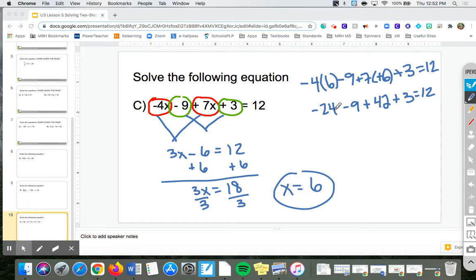It's important to make sure you get practice with checking too. Just an example: if I do negative 24, subtract 9, add 42, and add 3, I get a value of 12 on the left side, as well as a value of 12 on the right side. So I know that it does check out. Positive 6 is the correct value of x. All right, so hope that helps. Always remember you can check your solutions, and remember the rule: simplify before you solve.